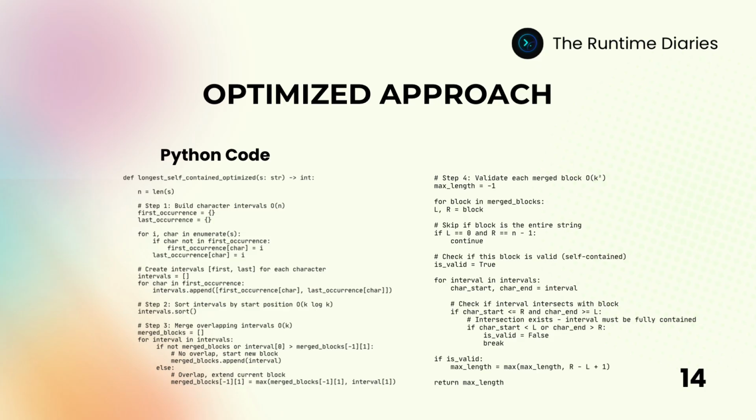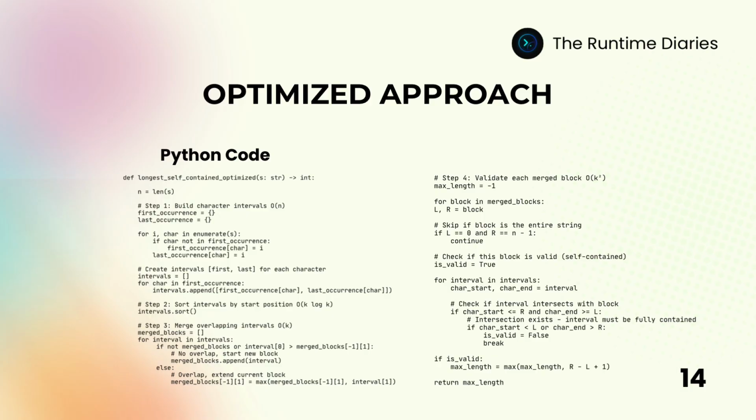Let me summarize the full algorithm and its complexity. Step 1. Build character intervals. Scan the string once, which is O of n time. Step 2. Sort intervals by starting index. If there are k distinct characters, that's O of k log k time. Step 3. Merge overlapping intervals. One pass through the sorted list, which is O of k time.